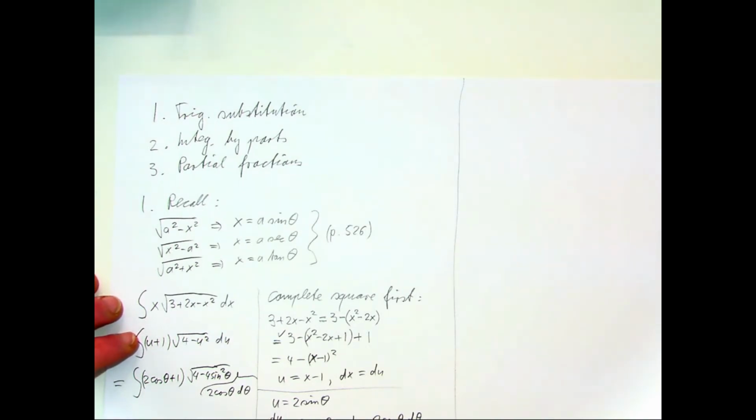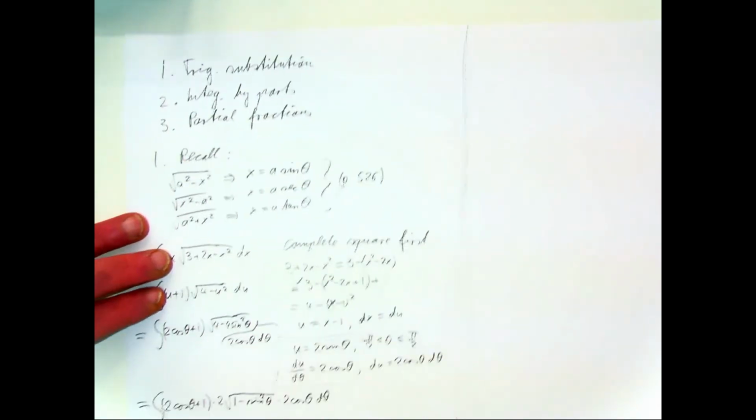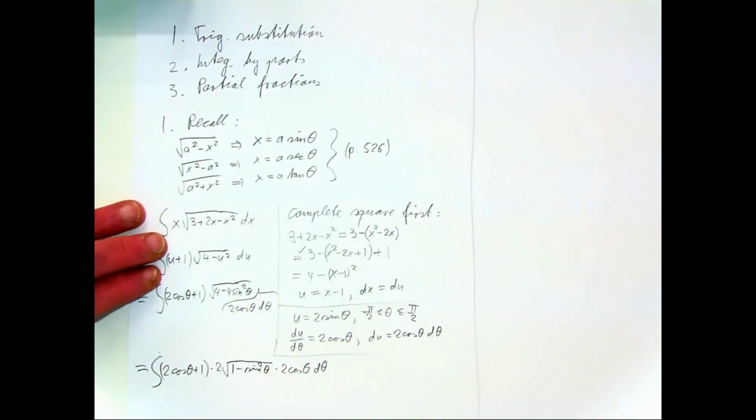I should have said here that we have to choose the theta in the right interval, which for this trig substitution, when you take the sine, is minus pi over 2 up to pi over 2. Yeah, thank you.